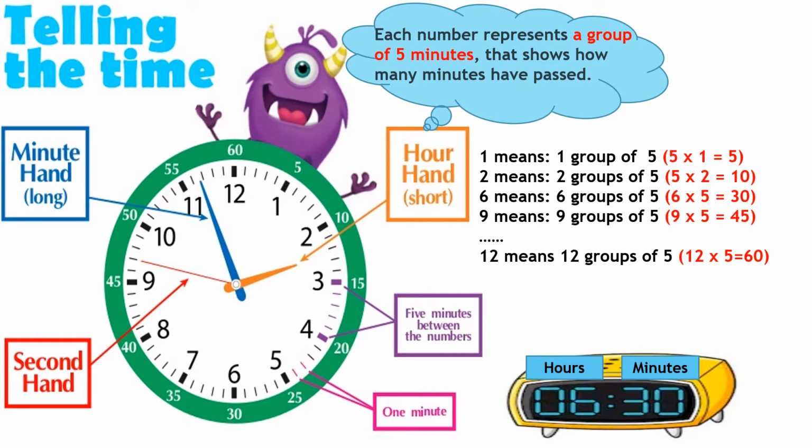And at 9, 9 groups of 5. 5 times 9 equals 45. And when it reaches 12 again, it means 12 groups of 5. So 12 times 5 equals 60. So when it starts from 12, it begins at 0, 0. When it moves and goes back to 12 again, it means 60 minutes have passed. So from here we get that 1 hour equals 60 minutes.